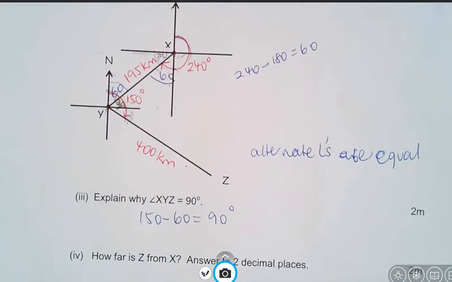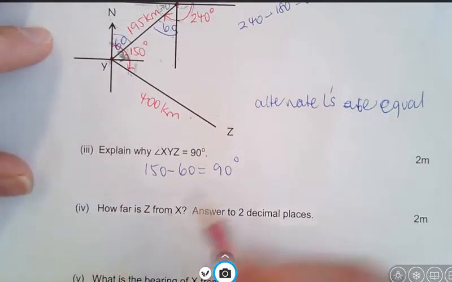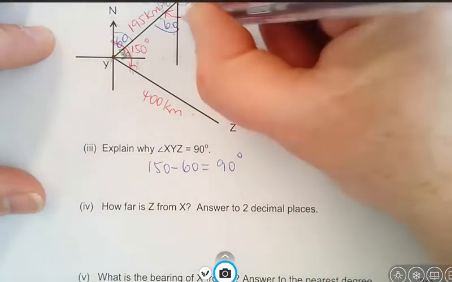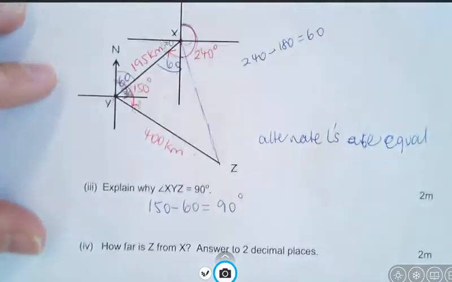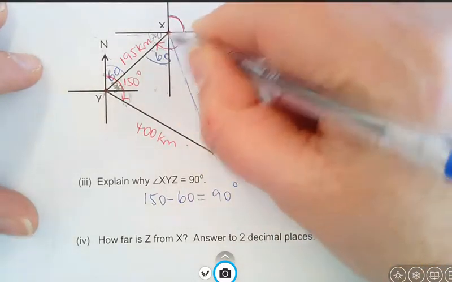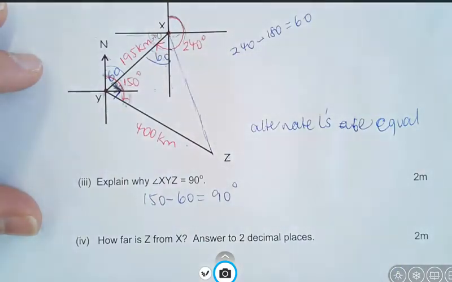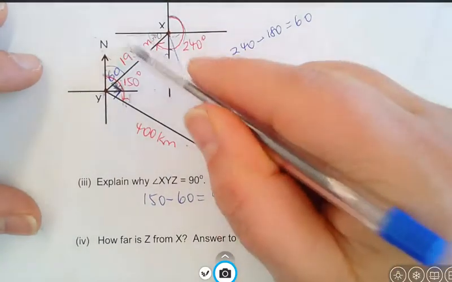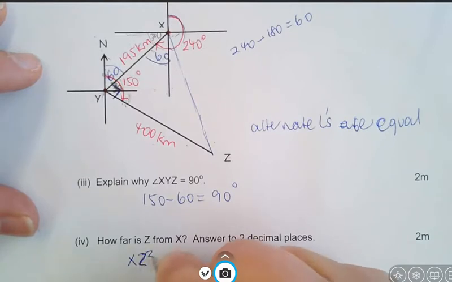Okay? Now, for the next bit, how far is Z from X? Girls, that one's standard. How do you do that one? How far is Z from X? Anyone? You've just shown that that is a right angle, so you just use Pythag. So you go XZ is 195 squared plus 400 squared, and whatever you get.